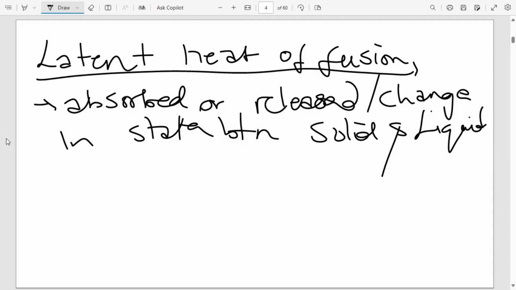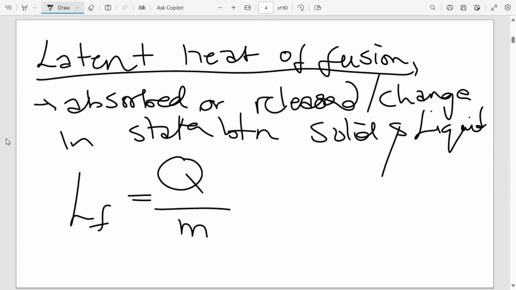And so long as it's dealing with the phase changes taking place between solids and liquids, we are going to call that latent heat the latent heat of fusion, and it is represented by LF. And this is equal to what? This is equal to the thermal energy that is supplied over the mass of that substance. So it is represented as latent heat of fusion, LF.